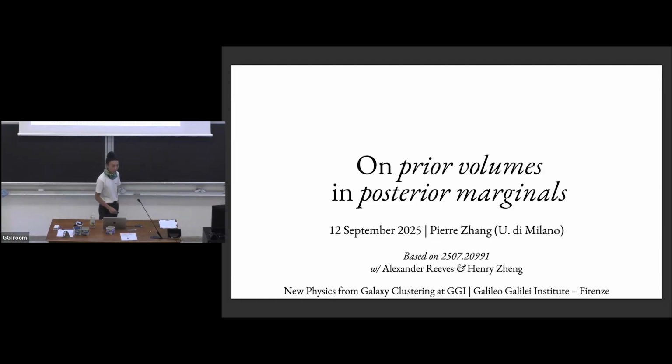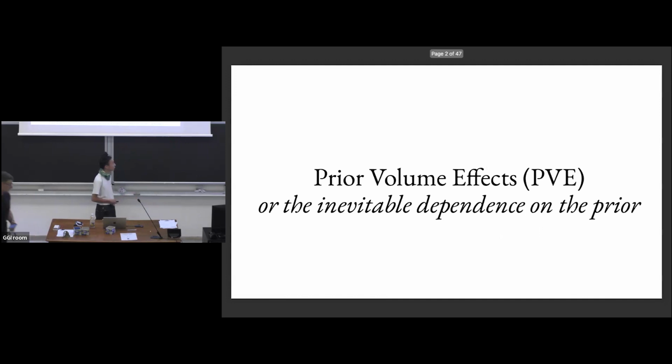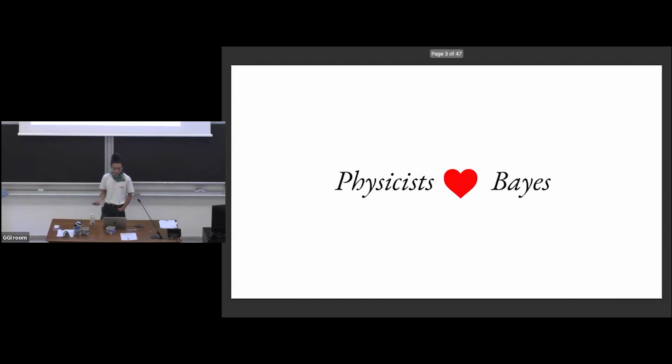Indeed, today I would like to continue the discussion on the way we estimate quantities, parameters in physics, and the related issue that has sometimes been referred to as the inevitable dependence on the prior. Okay, so why does this arise? Essentially because we love Bayes.